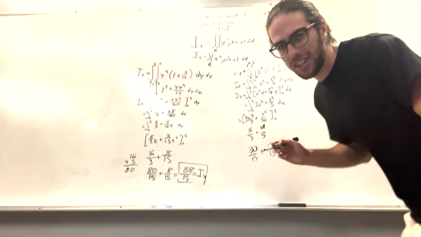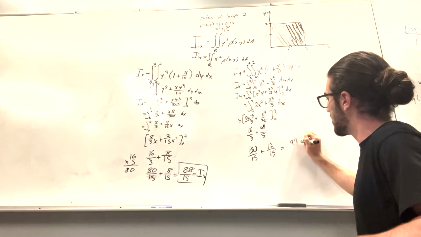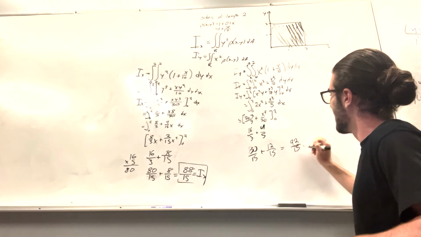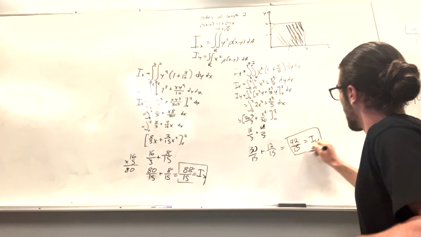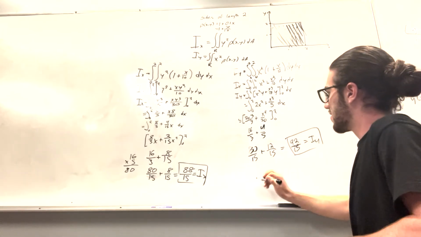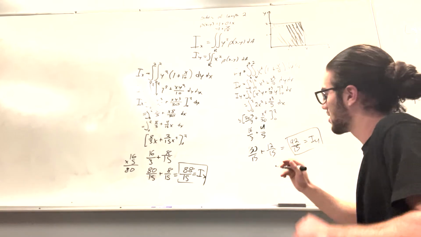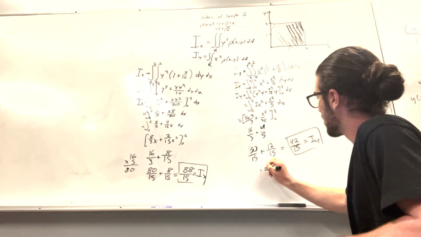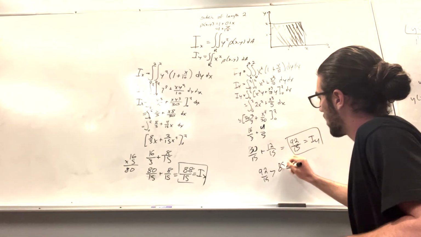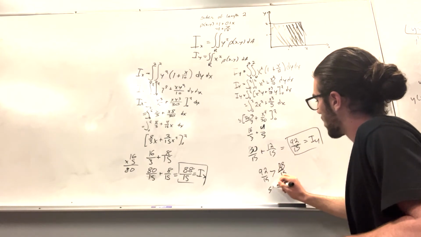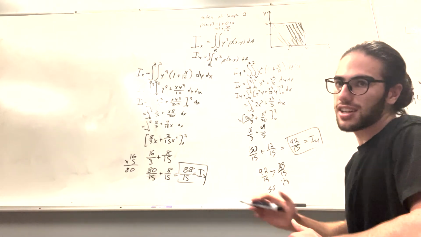Alright, after checking the book, this calculation is going to be 92 over 15. So 92 over 15 is equal to I of y. Now we see that I of y is greater than I of x. So the inertia over y is heavier to push. We know that 92 over 15 is greater than 88 over 15, so it's harder to push in the y direction.